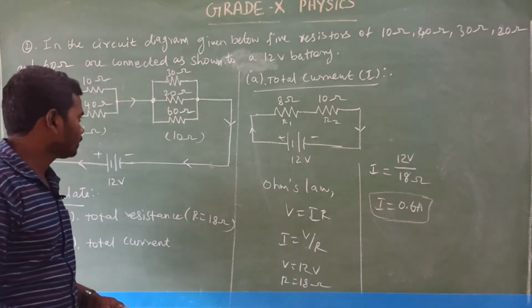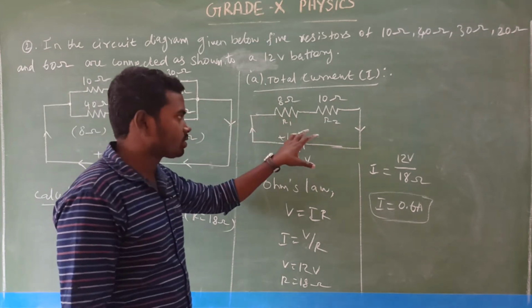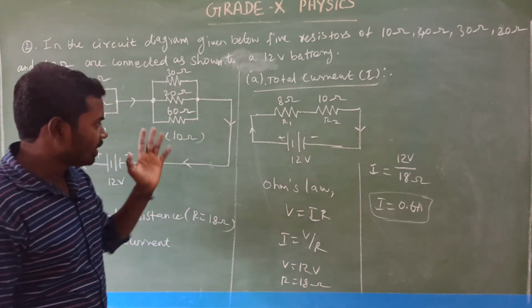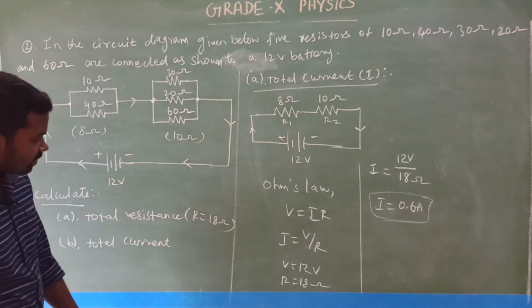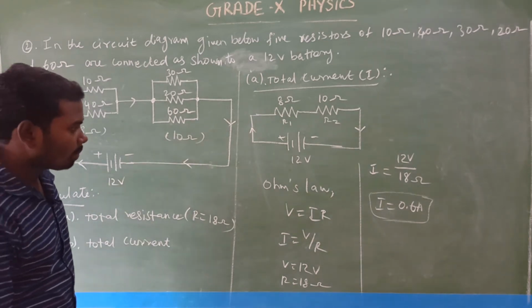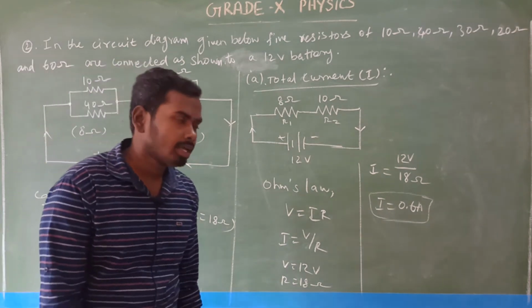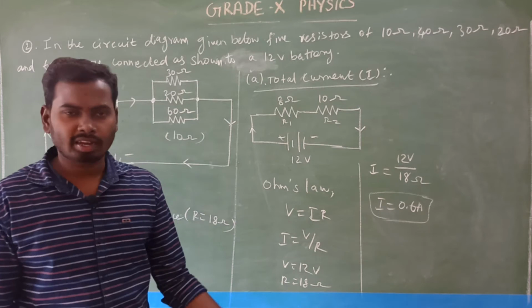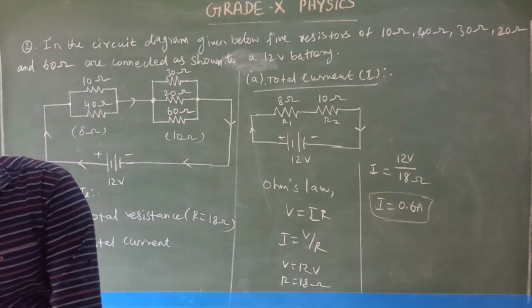So look here. We have modified this main diagram into this one. Here in the circuit the total resistance value is 80 ohm. Total resistance value how much? 80 ohm. And the total current value how much? That is 0.6 ampere. That's all. Very easy. Is there any difficulty? No. Okay, let's move on to another question.